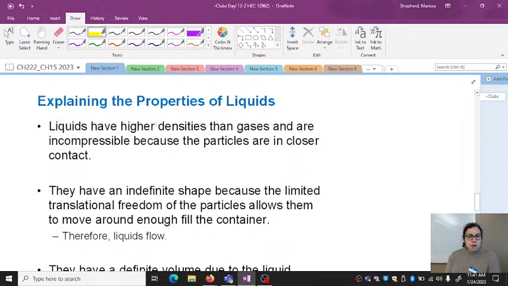If we look at the properties of liquids, liquids have higher densities than gases and are incompressible since the particles are closer in contact. We mentioned that in our gases chapter: they started off as an ideal gas until we start compressing them, and at those higher pressures the particles are closer in contact, so they start condensing as a liquid.